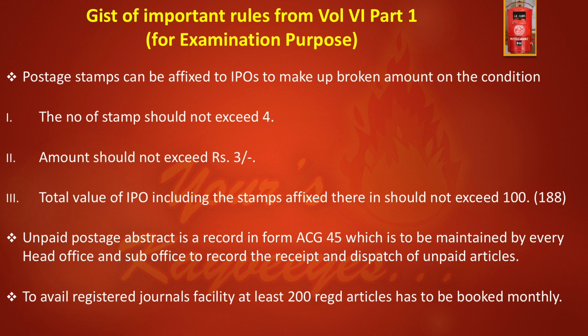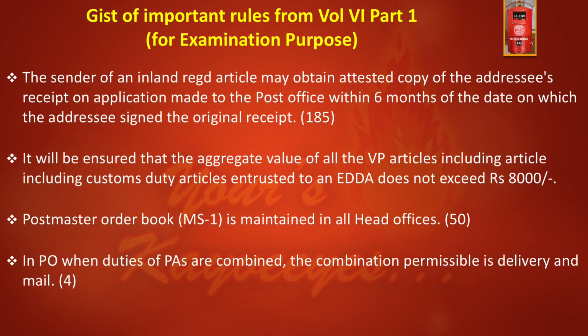Unpaid postage abstract is a record in Form ACG 45 which is to be maintained by every head post office and sub-office to record the receipt and dispatch of unpaid articles. To avail the registered journals facility, at least 200 registered articles have to be booked monthly. The sender of an inland registered article may obtain an attested copy of the addressee's receipt on application made to the post office within 6 months of the date on which the addressee signed the original receipt.